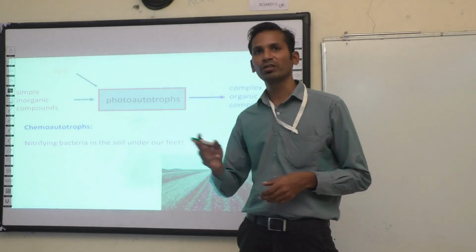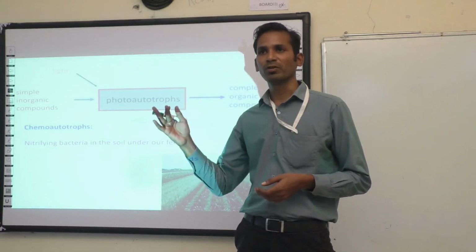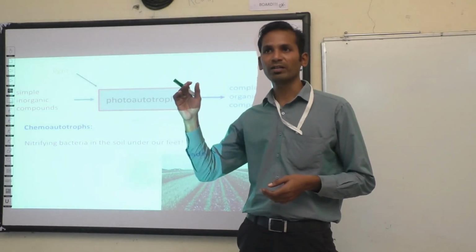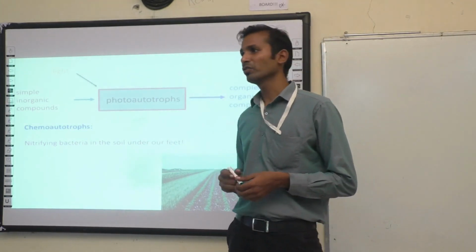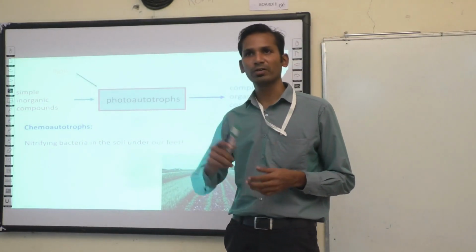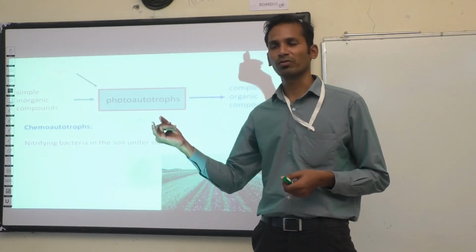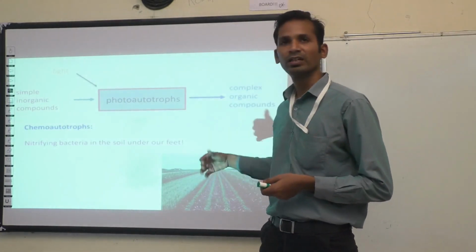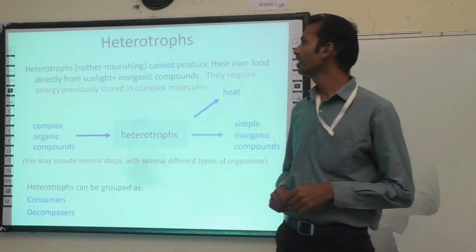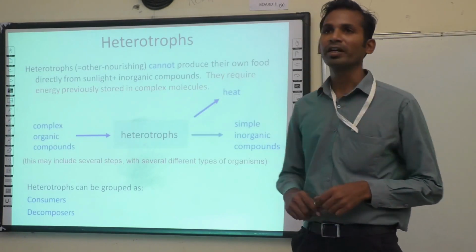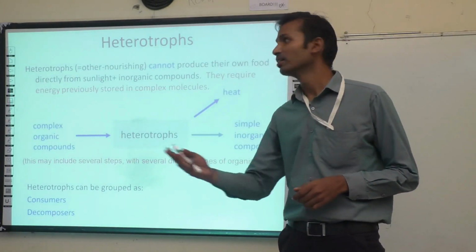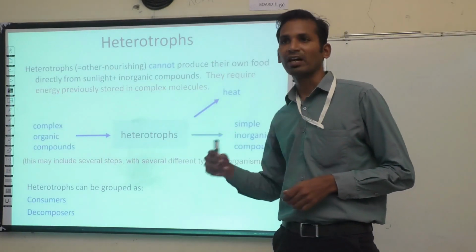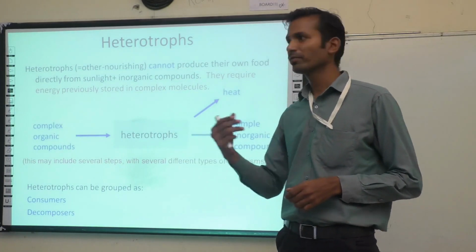So we have seen photoautotrophs and chemoautotrophs. These come under primary producers. So in producers we have two types: photoautotrophs and chemoautotrophs. And next one is heterotrophs. Hetero means other. So it depends on other organisms for its food.